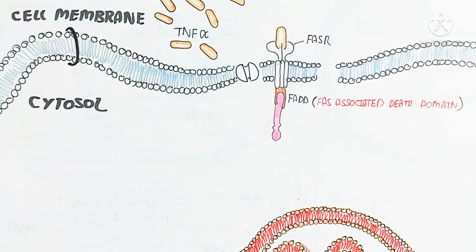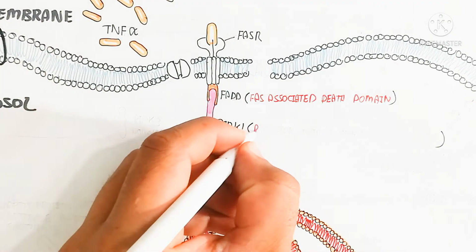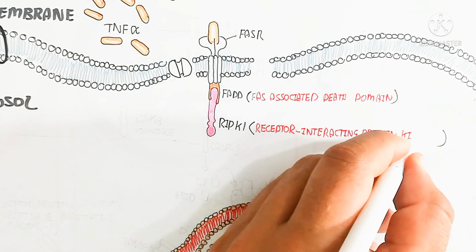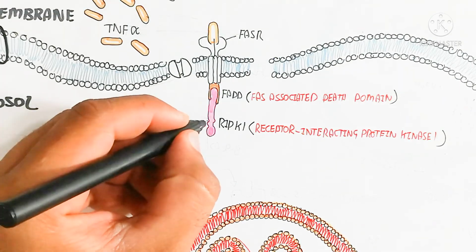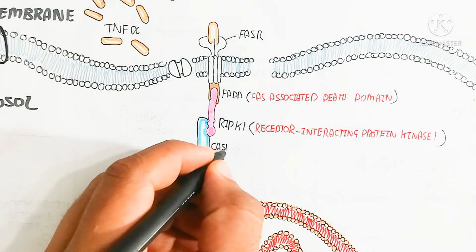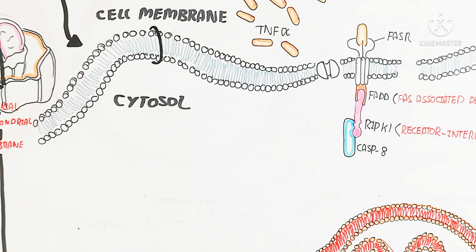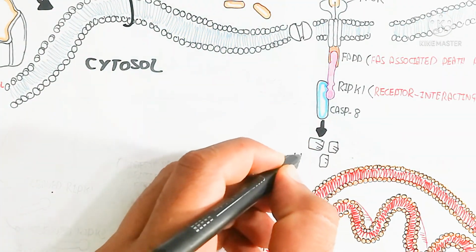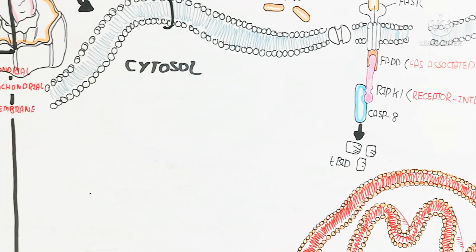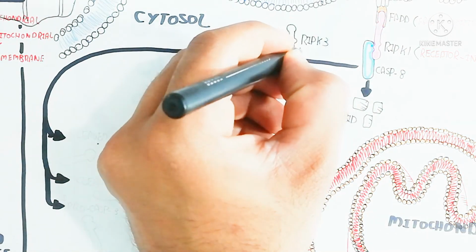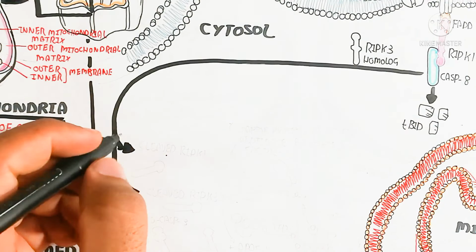Inside is the Fas associated death domain, which is bound with RIPK1. RIPK1 is receptor interacting protein kinase 1. It interacts with the protein kinase 1, and in this way caspase 8 will be bound, and this caspase 8 will be activated through procaspase. After this activation it triggers tBid. This tBid is a protein which is cleaved to form the activated form, and it will be bound with B cell lymphoma 2.